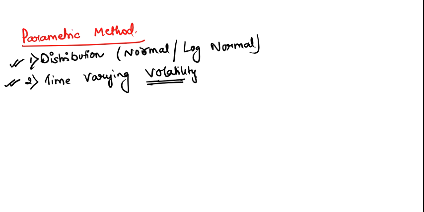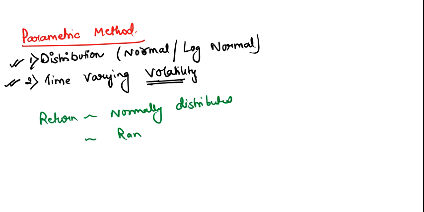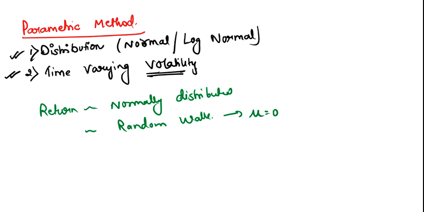Another thing I have discussed is that my returns are actually normally distributed, and they follow a random walk. If they follow a random walk, my mean is going to be 0, because the expected value of all the data which follows the random walk is actually 0. Clear? This is the whole concept of our delta normal method.